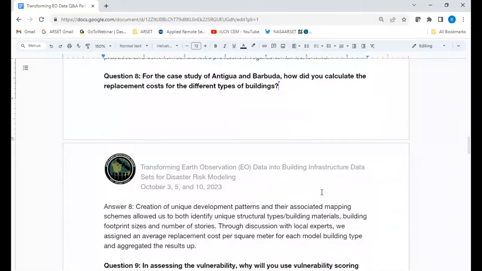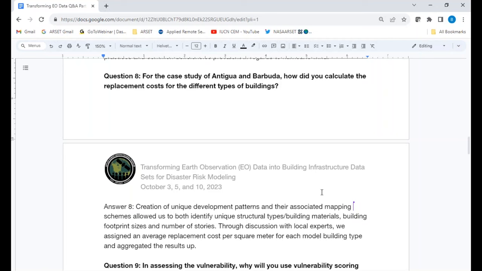Here on the case study for Antigua and Barbuda, how did you calculate the replacement cost for the different types of buildings? The creation of unique building patterns, development patterns, and their associated mapping schemes allowed us to identify unique structural types, building materials, building footprint sizes, and number of stories.